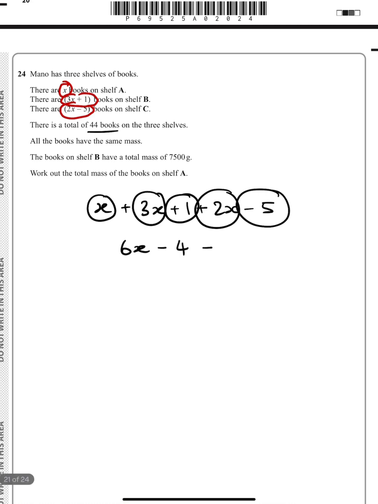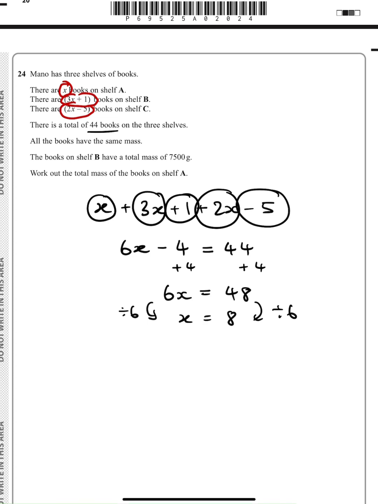Now that's going to sum to make 44 because it tells me that there's a total of 44 books on the shelves. So now I'm going to solve to find x by adding 4 on both sides, leaving me with 6x equals 48. And then I'm going to divide both sides by 6 to get the value of x. So x is equal to 8. Now it says that the books on shelf B have a total mass of 7,500. Work out the total mass of the books on shelf A.